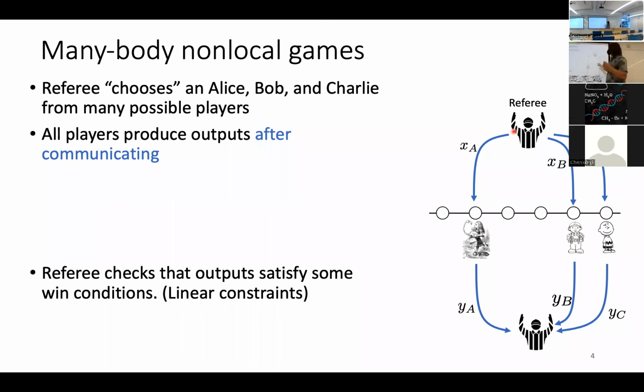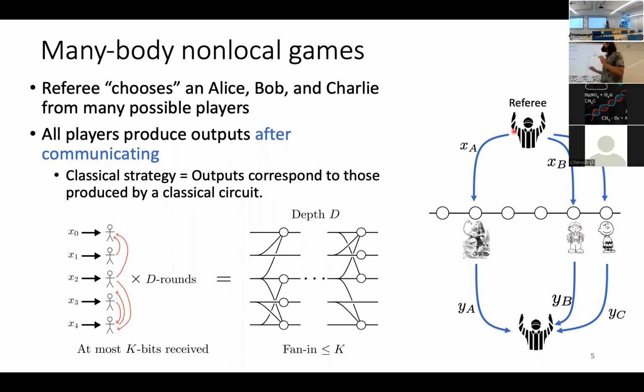And now Alice, Bob, and Charlie can possibly communicate with one another. They can implement a broader class of strategies, and they must produce outputs in order to satisfy some generalized set of linear constraints that I'll talk about later. Right. And so in a classical strategy, since they're allowed to communicate, we could consider a classical strategy in which there's d many rounds of communication between the different players, in which in each round, each party receives at most k bits of information about the global input string, right? So in this case, k is equal to 2, right? Because each party only receives 2 bits at most.